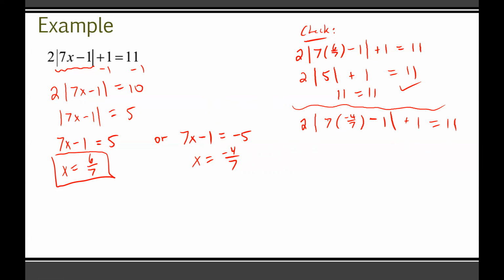Inside the brackets here, 7 times negative 4 over 7. Well, 7 times negative 4 over 7 is just negative 4. Negative 4 minus 1 is negative 5. So we got 2 times the absolute value of negative 5 plus 1. We want to see if that equals 11. Well, the absolute value of negative 5 is positive 5. So we got 2 times positive 5 plus 1. That's 11 equals 11.